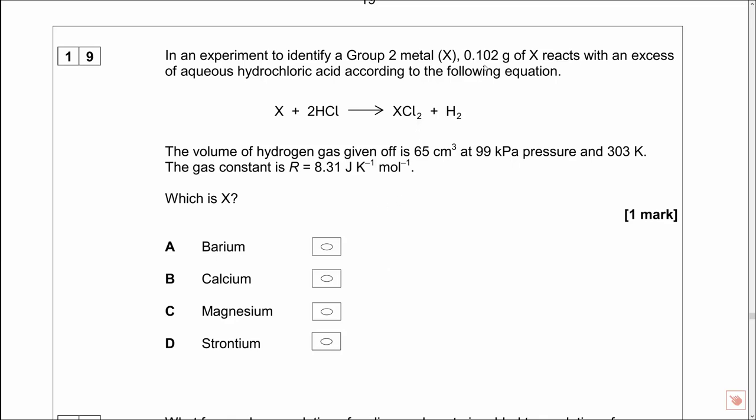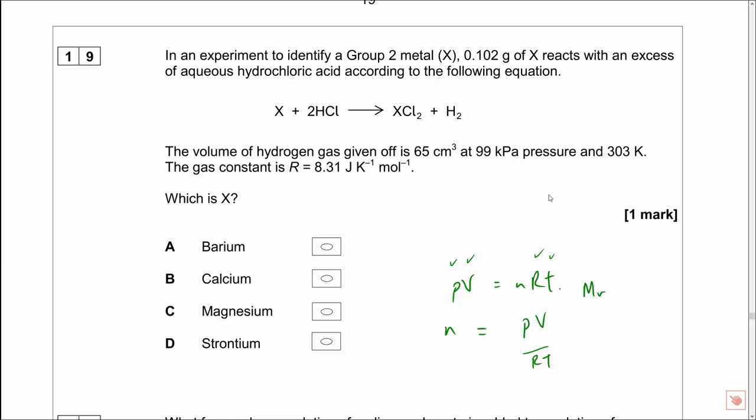19, an experiment to identify a group 2 metal, which is X. 0.102 grams of X reacts with an excess of aqueous hydrochloric acid according to the following equation. Another PVNRT one. So we're given a volume, we've got a pressure, we've got a temperature, so we're working out the moles. You're going to work out your moles, and use your mass to calculate an MR. So it's going to be n is PV over RT. Substitute your numbers in.